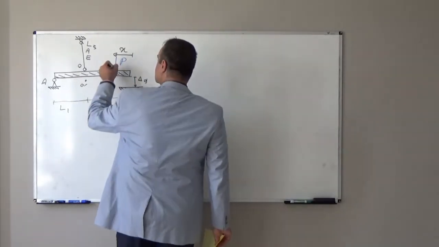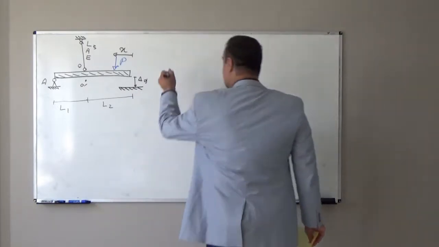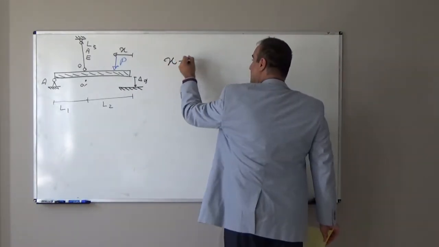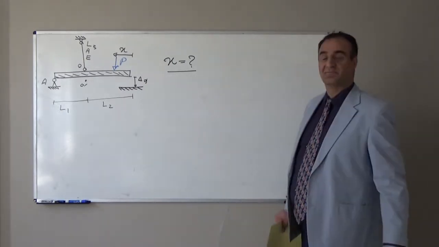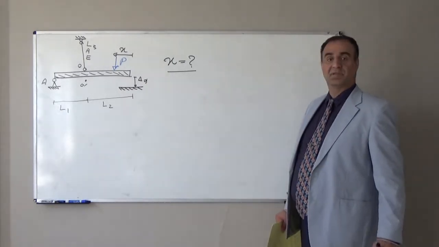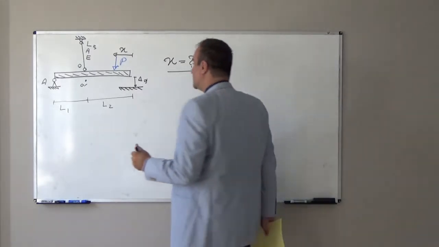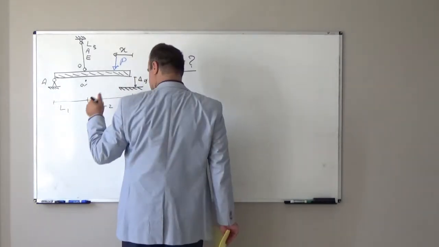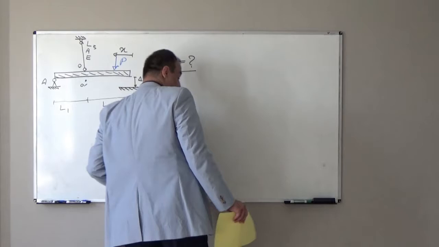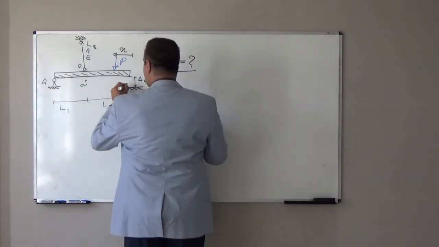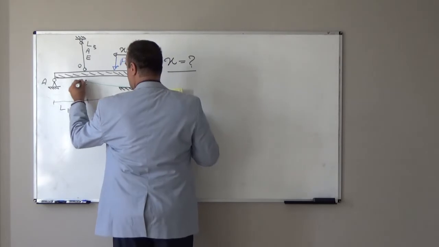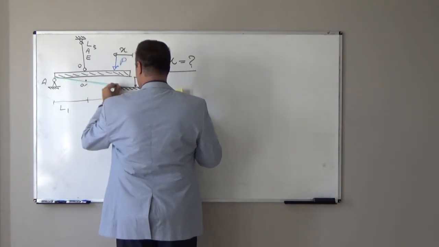Assume we apply it in one location, so the location X is unknown, where we should apply to close that gap. How can we find it? Assume we apply it at one location like X. In order to close this gap, this beam should rotate with respect to point O, and after rotation, we will have this triangle.